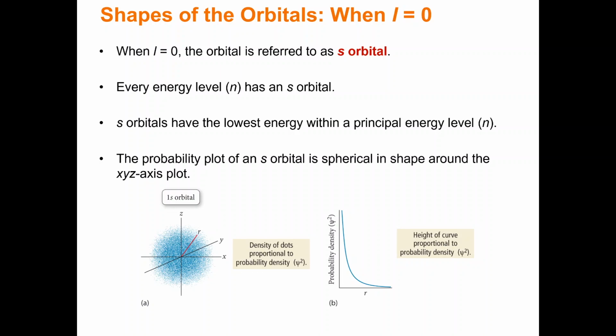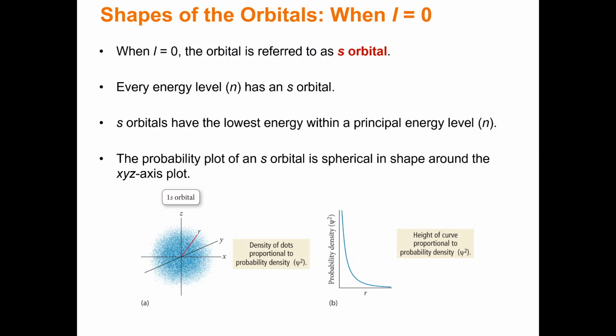Okay, so this last little set here, we'll talk about the basic shapes of s, p, and d orbitals. And I'll show you a set of f orbitals because they're kind of weird. Okay, so remember if l is equal to 0, then we're in the s orbital. Okay, the s orbital has the lowest energy within the principal energy level. And the probability plot of the s orbital is spherical and is shaped around the xyz axis plot. So the s orbital, in other words, looks like a sphere centered around the nucleus. Okay, in other words, centered around the origin.